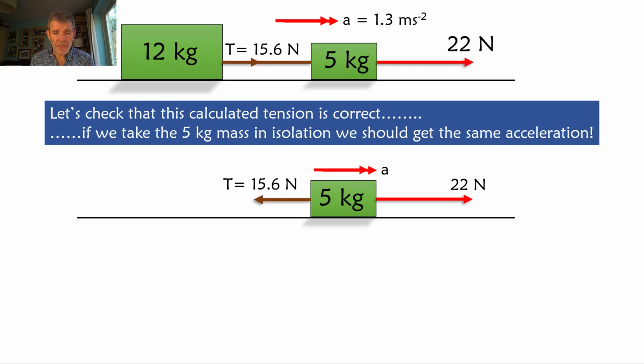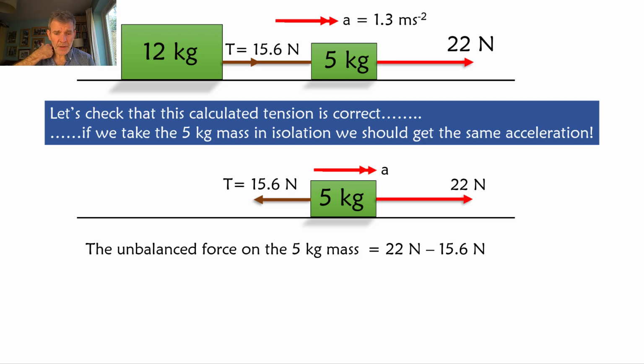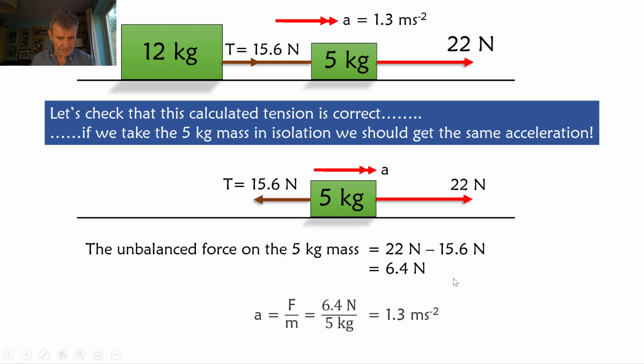And remember that tension acts in both directions along the string. So the unbalanced force on the 5 kilogram mass is 22 newtons minus the 15.6 newtons, and that's going to be 6.4 newtons. Then we can work out the acceleration, which is the unbalanced force, the 6.4, divided by the mass, 5 kilograms. And thankfully, it confirms the acceleration that we've already calculated as 1.3 meters per second squared.